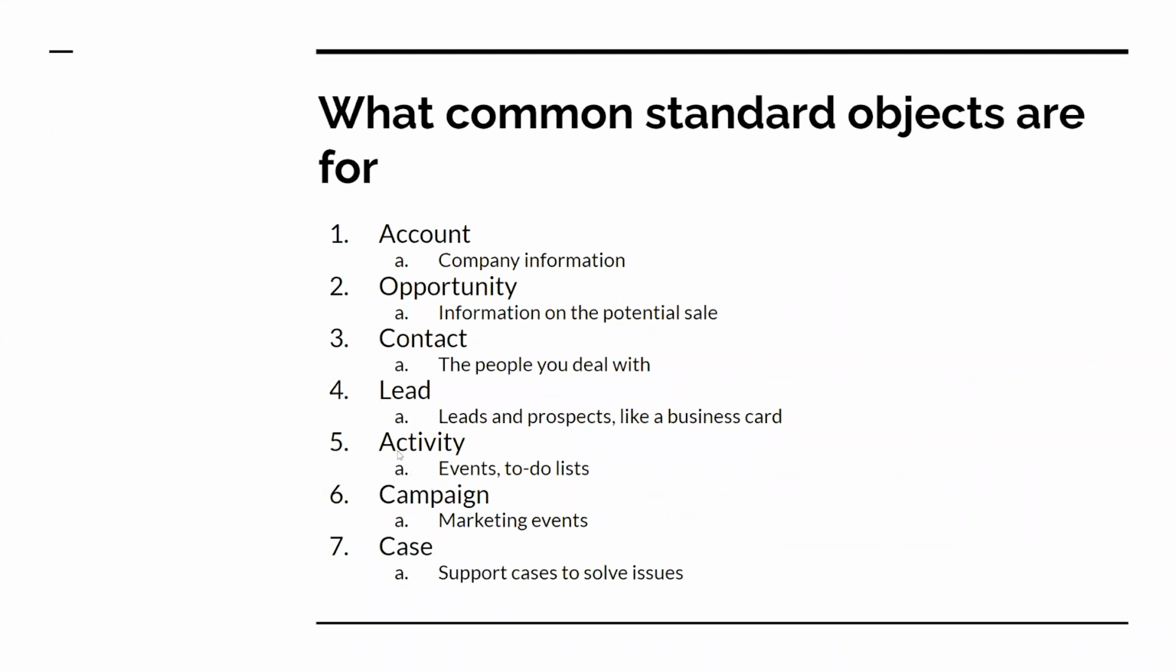The next common object you'll see is your activities. This is all your events, your to-do list, your tasks, things like that, to keep track of how you're making the sale, or how your users, your salespeople, are going to be making the sale. Your campaigns are the big marketing events, and they can be related to accounts or contacts.